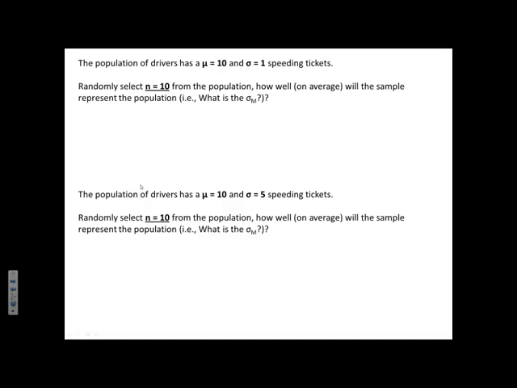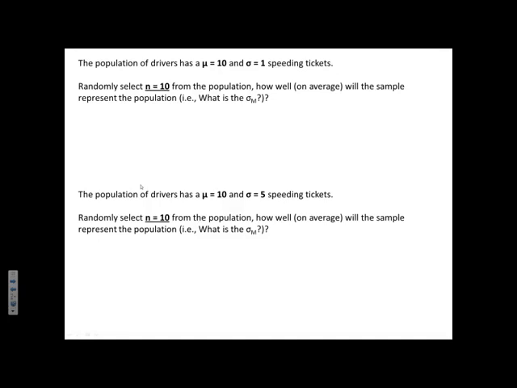Okay, so now let's see. If we had a sample of 10 drivers from this population, how well on average would we think this sample would represent the population? Or in other words, how close do we think the mean number of speeding tickets in this sample would be to the mean of 10 in the population? So we're looking for the standard error.